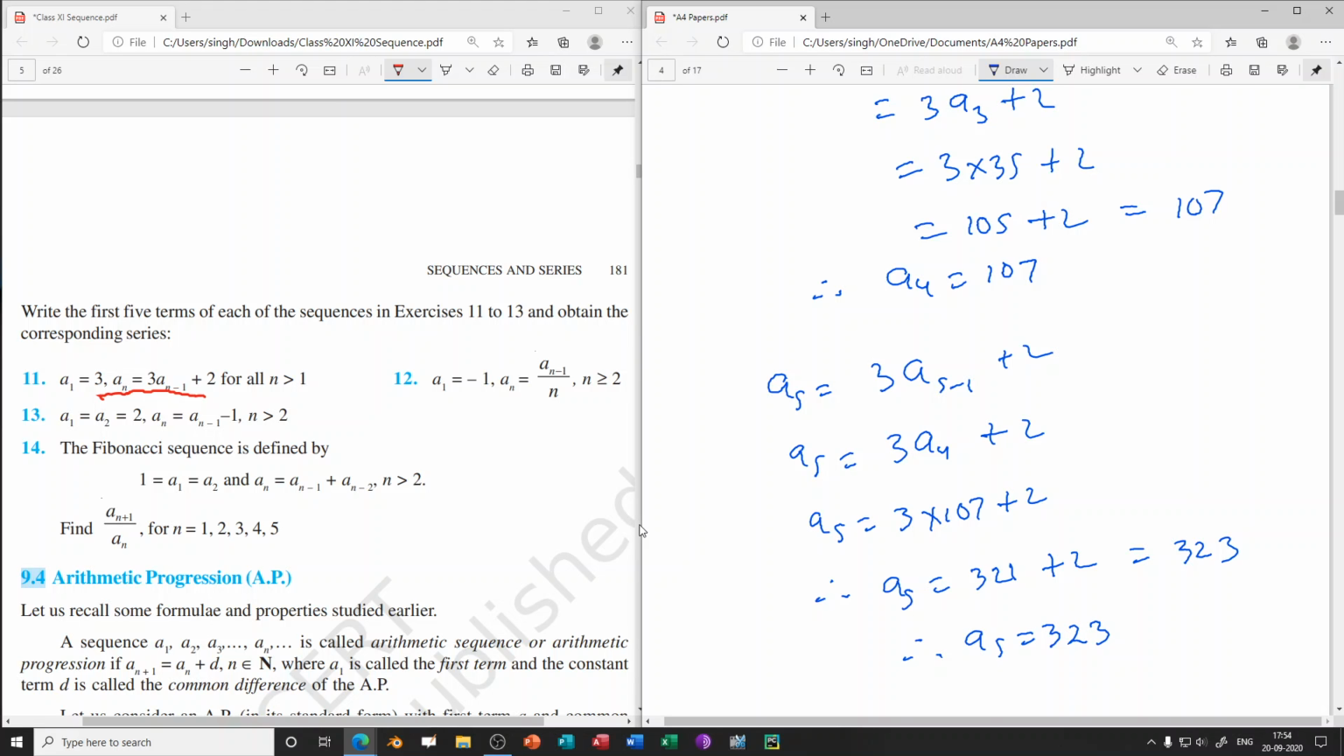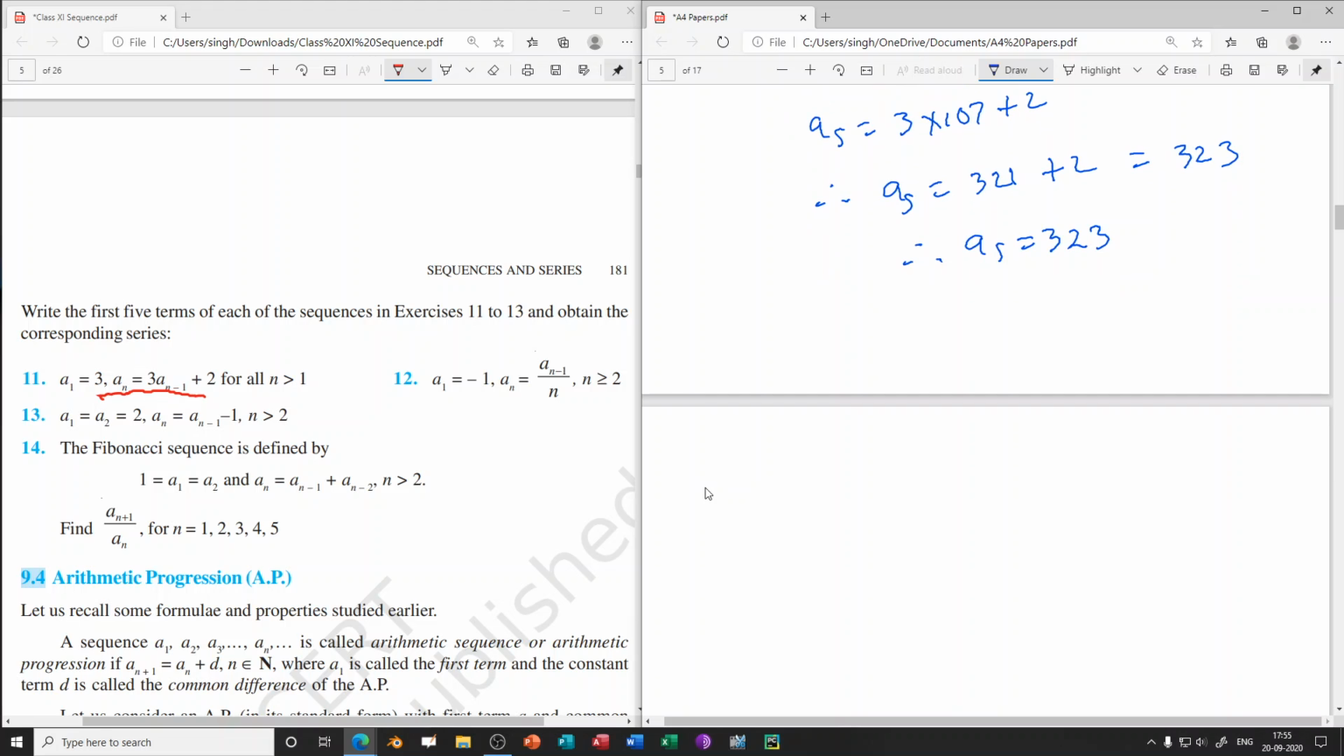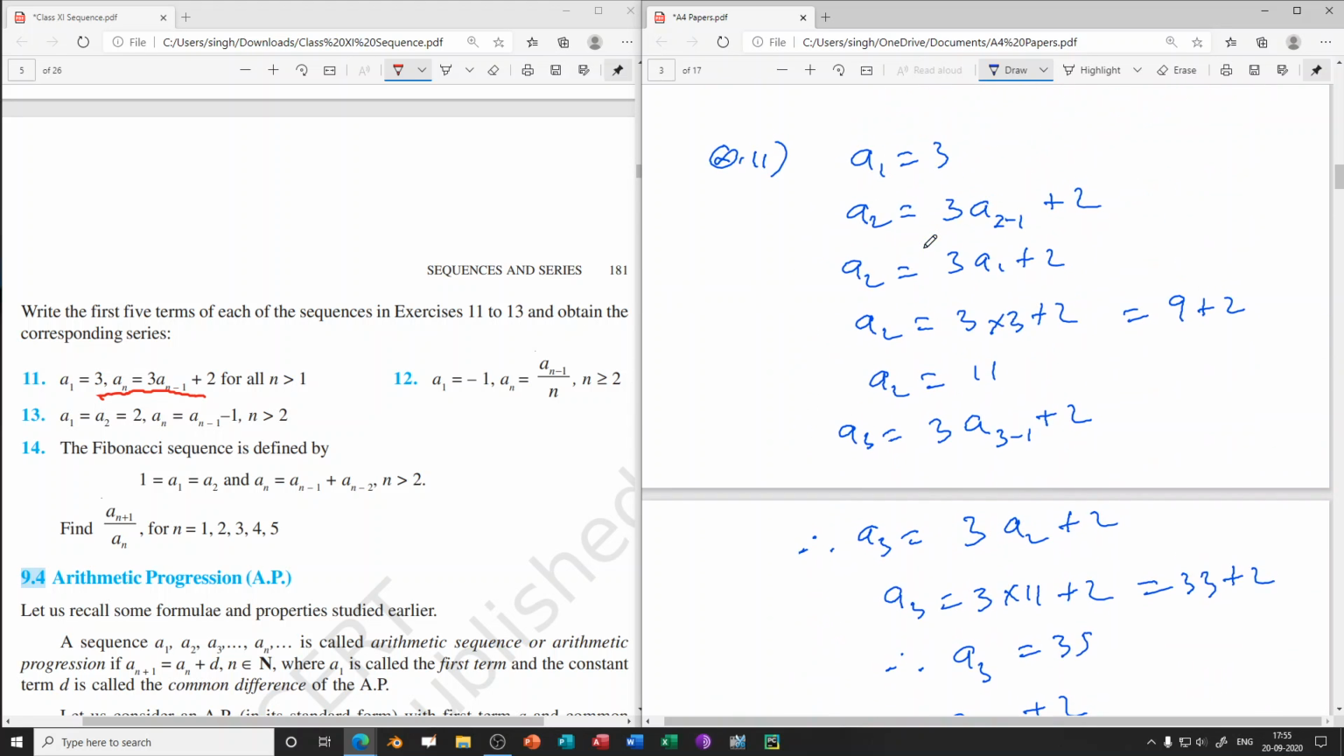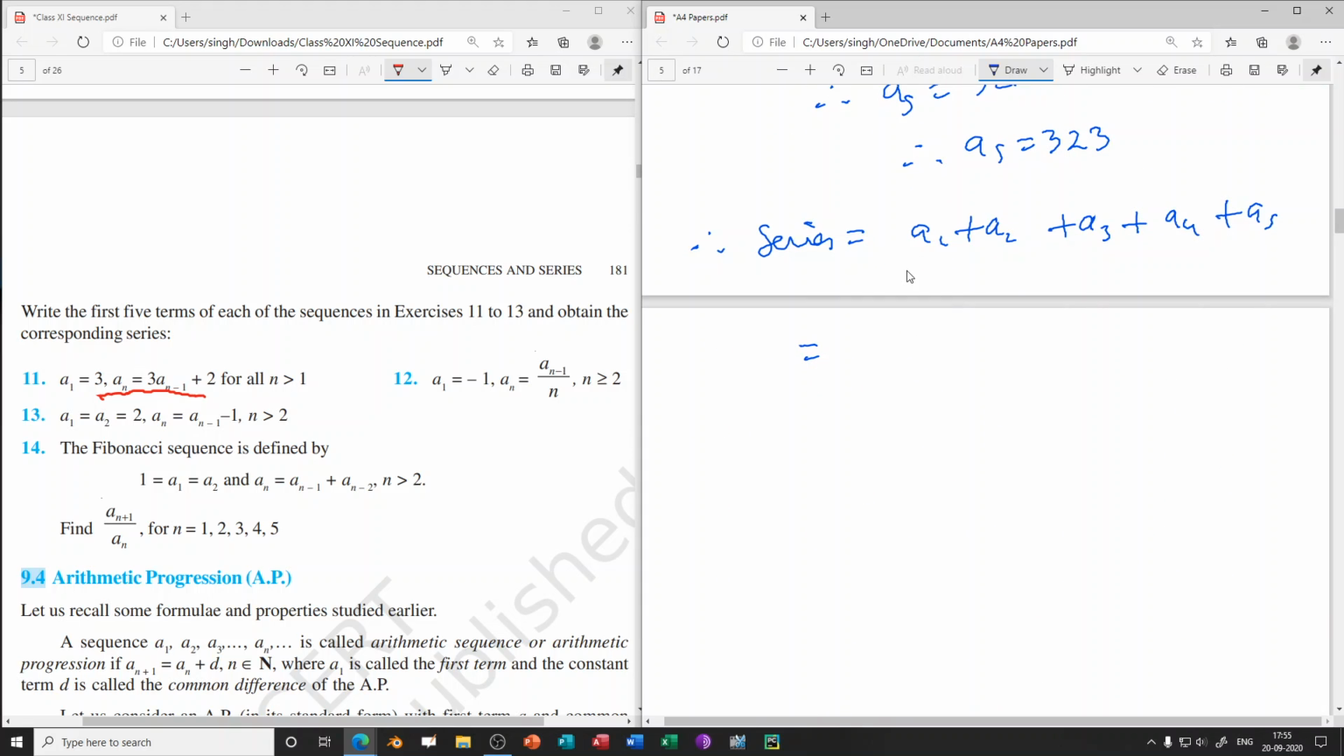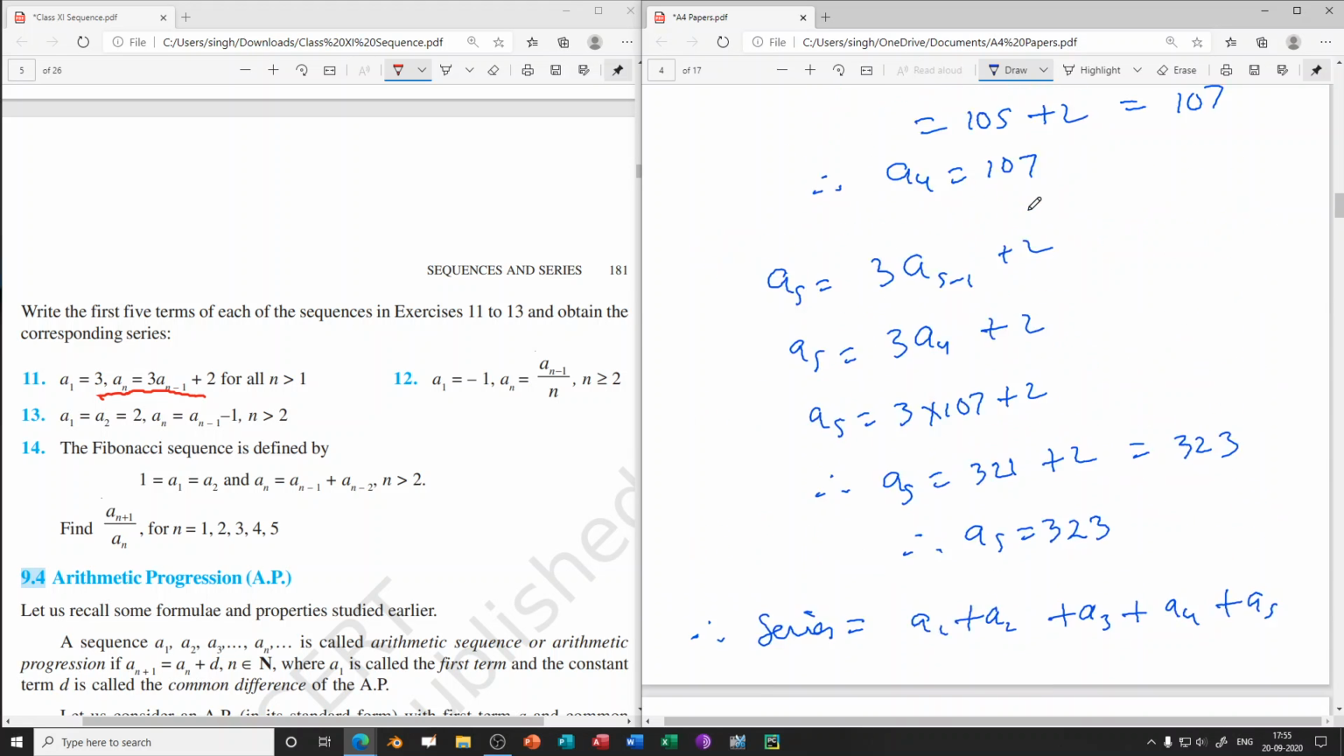And what we have to do is write the first 5 terms of each of the sequences in exercise 11 to 13 and also obtain the corresponding series. So therefore series equal to a1 plus a2 plus a3 plus a4 plus a5. Now we will just put the values. Our a1 is 3 and a2 is 11. So we will write 3 plus 11 plus, now what is a3?